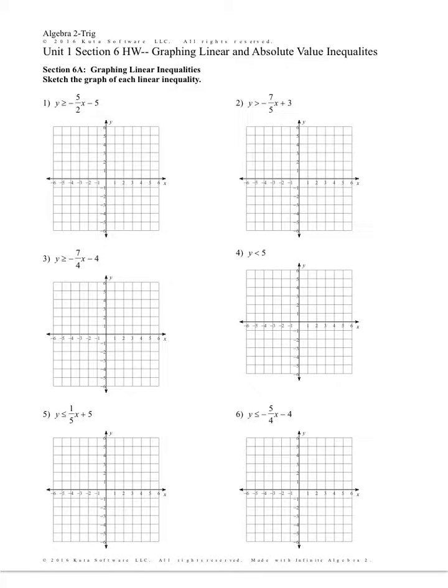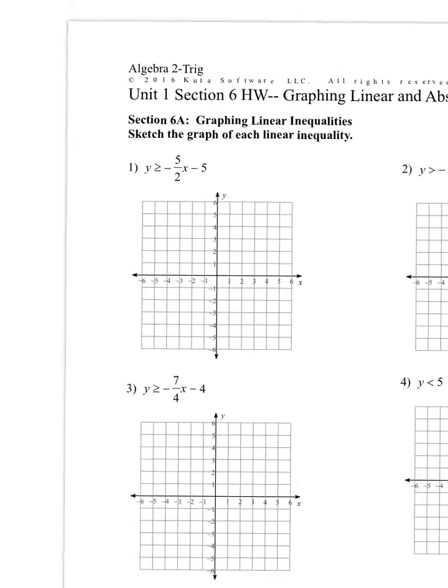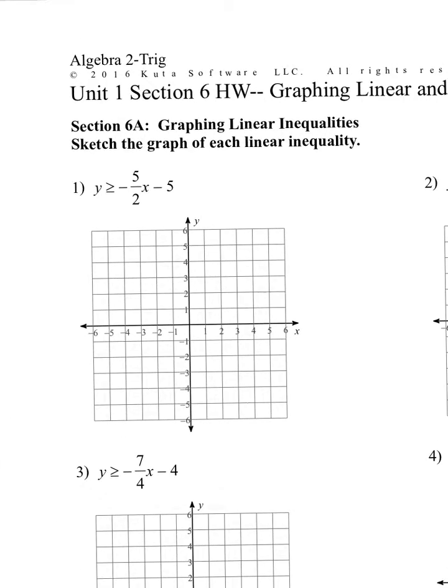Let's go back and apply these rules to number 1, the first one that I'll do. So here's what we have: y is greater than or equal to negative 5 halves x minus 5. Okay, that's in slope-intercept form already, and we want to graph the y-intercept first, of negative 5.